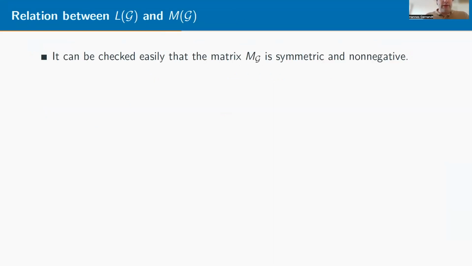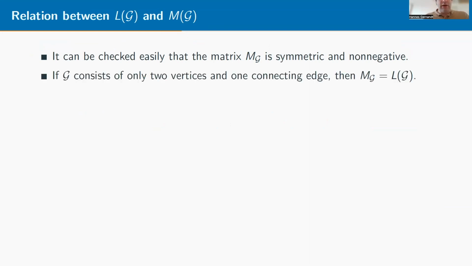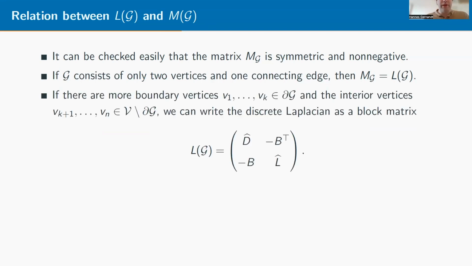So what one can also easily check, I will not do it here, is that the matrix is symmetric. That's again simple, but you can also show that it is positive semi-definite, or here the terminology from operator theory, non-negative, means the same. Of course, you can also think of some special cases. So if, for example, you have only two vertices with one connecting edge, then it coincides with the Laplacian, in fact, the graph Laplacian. And if there are more boundary vertices, then something quite interesting holds.